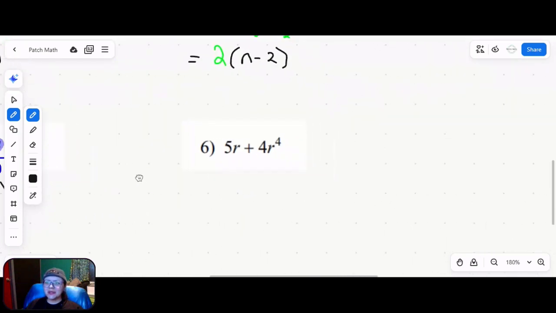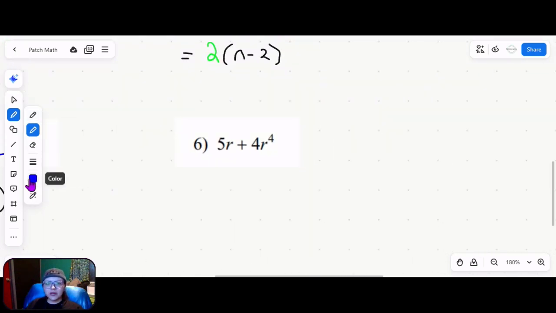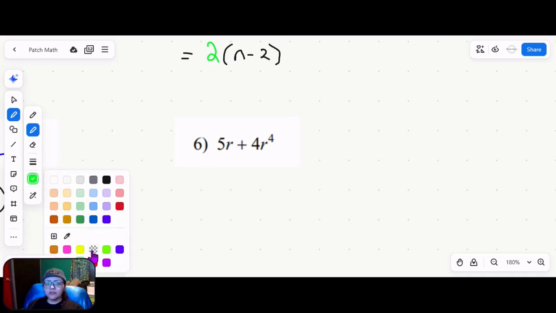Looking at number 6, we're going to do the same thing. First, we're going to look at the numbers. In this case, we have 5 and we have 4. 5 is what we call a prime number, meaning its only factors are 1 and itself. 4, its factors are 1 and itself and 2 times 2. In this case, we don't share a greatest common factor other than 1. And dividing out 1 there is not going to change anything. So we do not have a greatest common factor of our numbers.